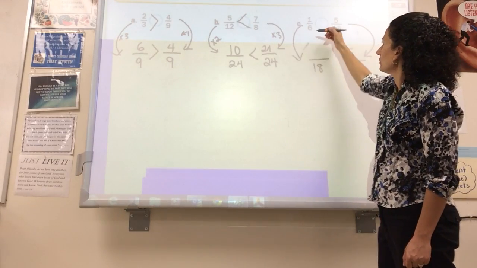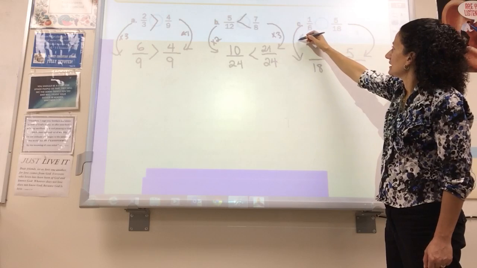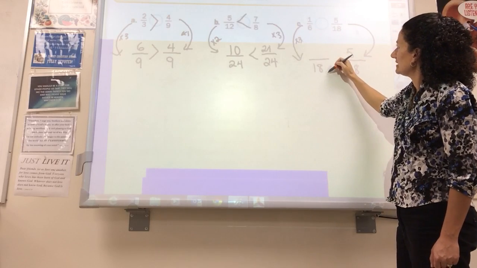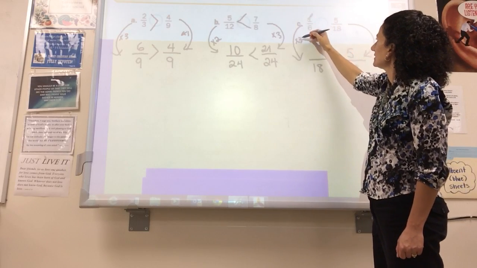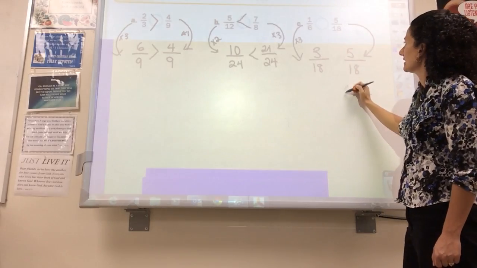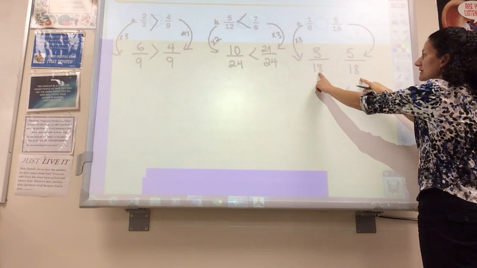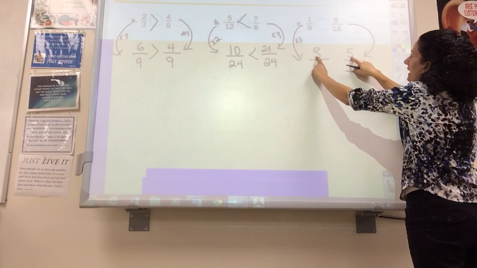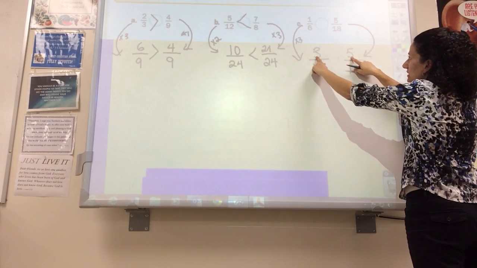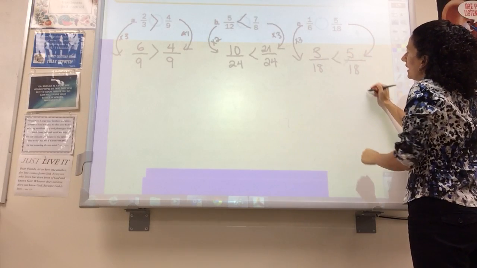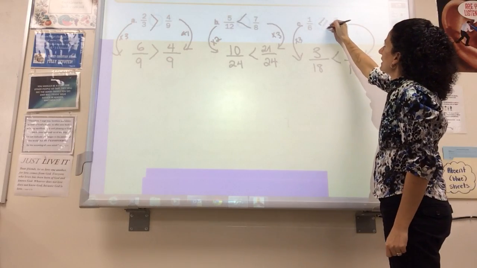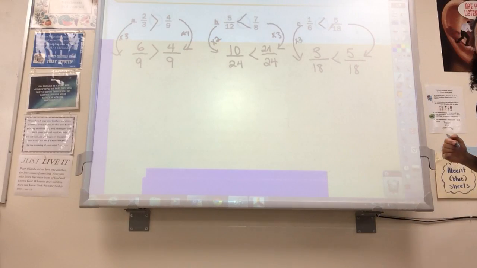This one, however, my denominator is getting multiplied by 3 to get 18, so I have to do 1 times 3 to get 3. Now that I have a common denominator, I simply compare the numerators, and I know that 3 is less than 5. So 1/6 is less than 5/18. How'd you do on those?